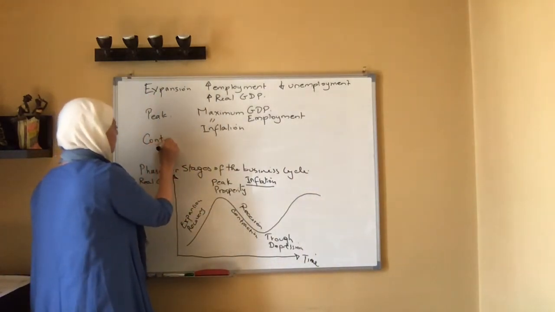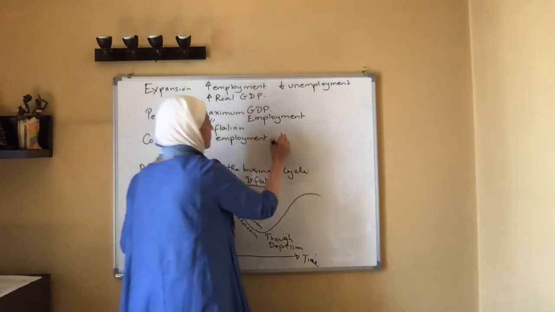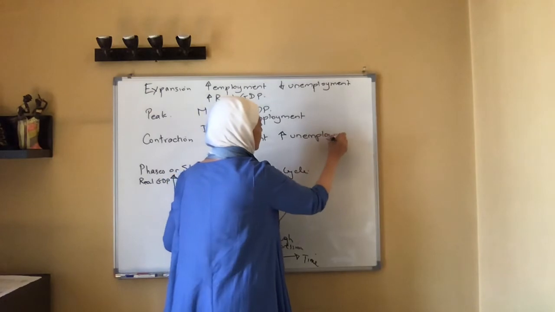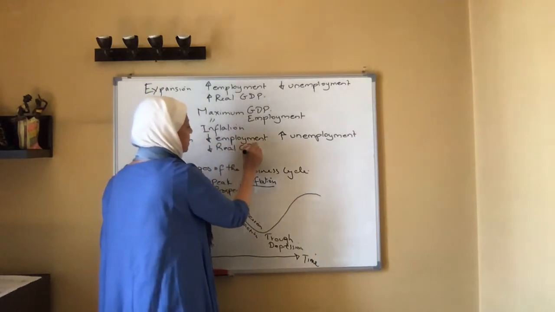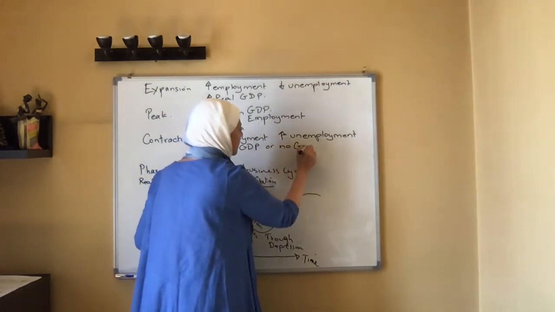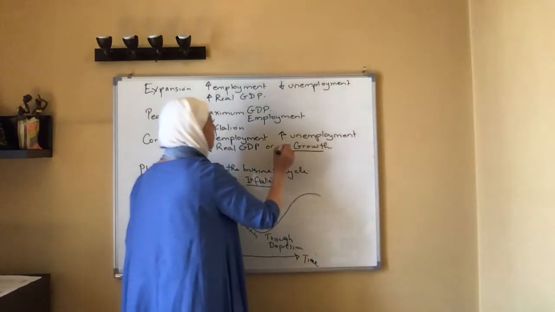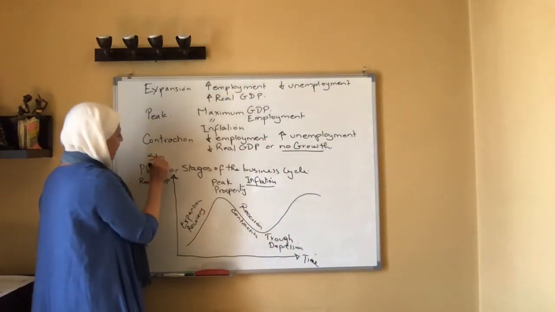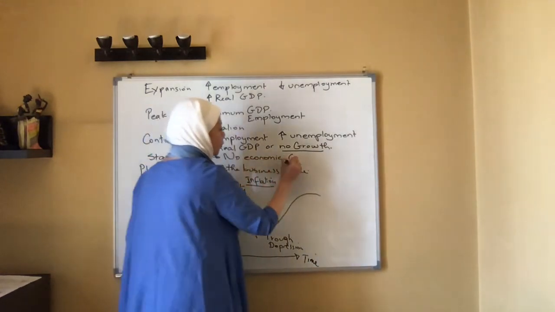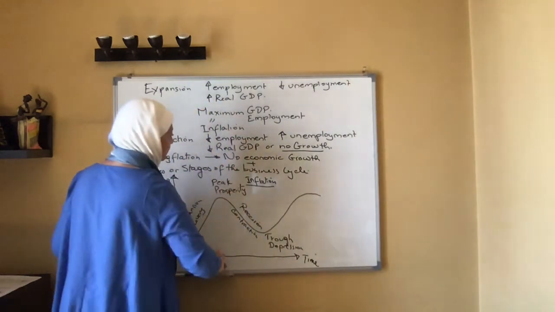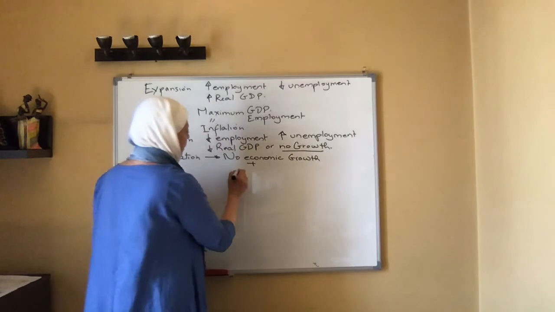Then contraction is the opposite. Employment decreases, unemployment increases. Real GDP decreases or does not grow, or no growth. Sometimes at this stage of contraction where there is no growth, at the same time there is high inflation, which is called stagflation. Stagflation means no economic growth plus inflation.